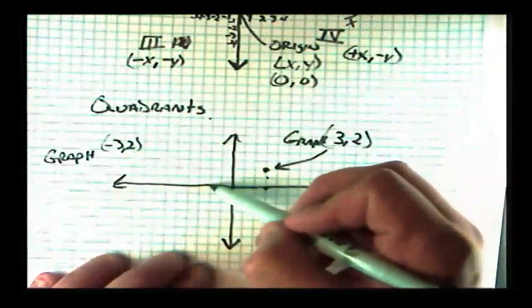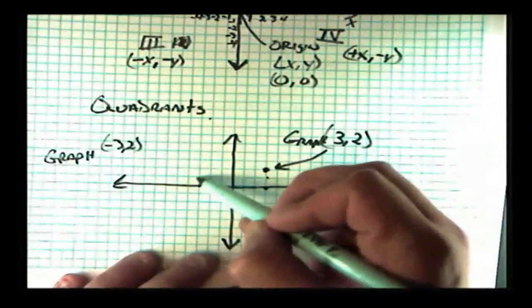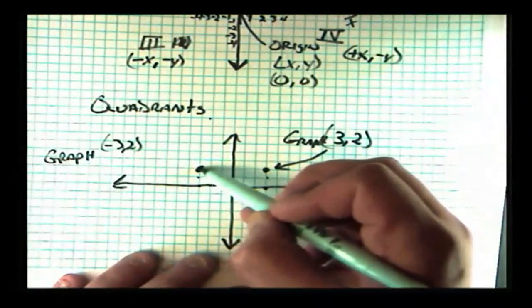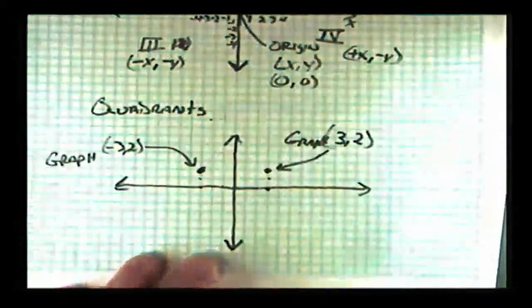Similarly, we could graph negative 3, 2, and that of course would be 1, 2, 3 to the left of our origin and 2 up right there. So there it is. Negative 3, 2.